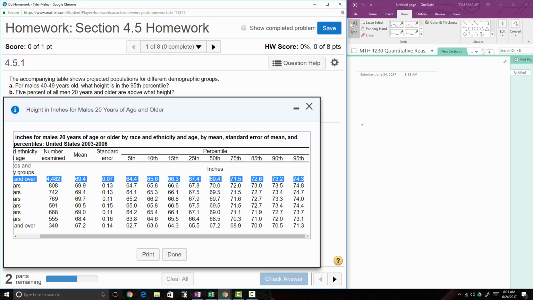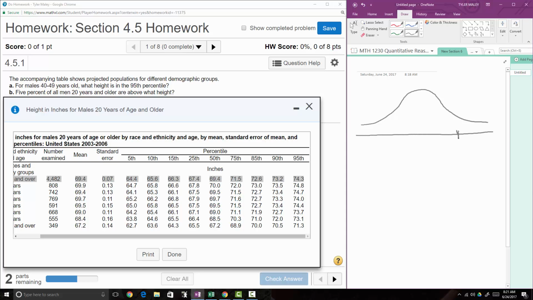Here's my normal curve. If this is the 95th percentile, remember that means that all this is 95% of my data. So if we want to find where 5% of all men are above what weight, we're looking for this portion, 5%. We need to find this cutoff, so that would be the 95th percentile. That would be 74.3.